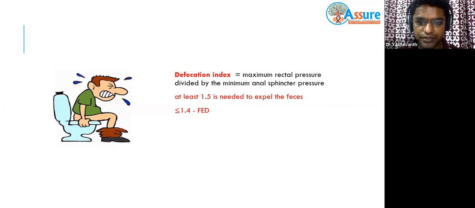So there is something called the defecation index. This is not from Schlesinger. The defecation index is maximum rectal pressure divided by minimum anal sphincter pressure. At least it should be 1.5 to expel the feces. Less than 1.4 suggests functional evacuation disorder or dyssynergic defecation.